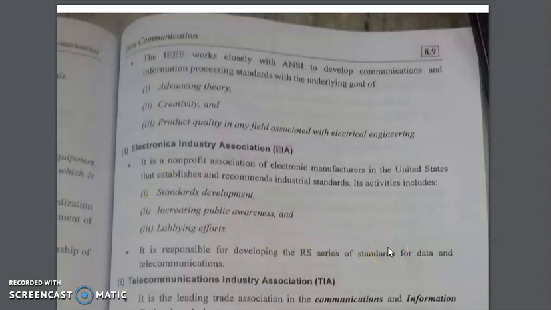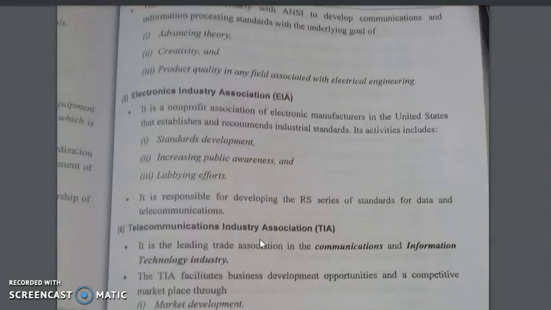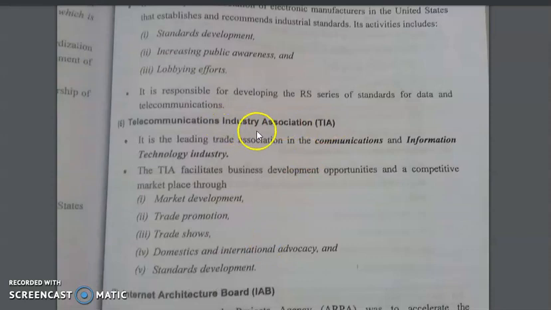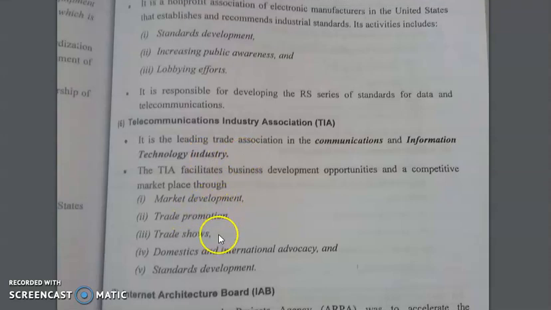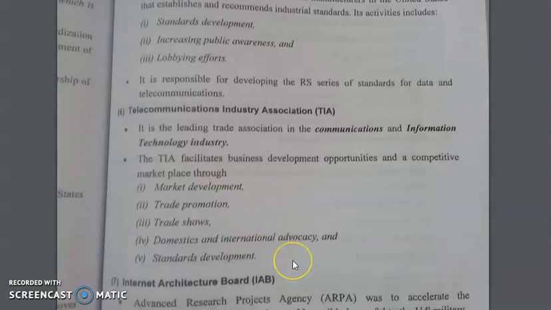Fifth one, EIA, Electronic Industry Association. It is also a non-profit association of electronic manufacturers in the United States that establishes and recommends industrial standards. Its activities include standard development, increasing public awareness, and lobbying effort. Sixth one, TIA, Telecommunication Industry Association. It is the leading trade association in the communication and information technology industry. It consists of marketing development, trade promotion, trade shows, domestic and international advisory, and standard development.